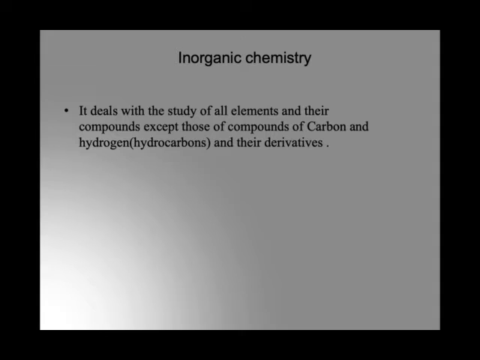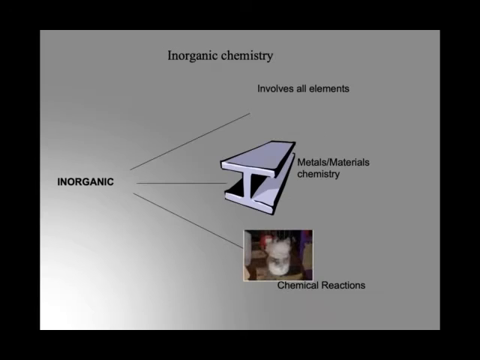Inorganic chemistry deals with the study of all elements and their compounds except those of compounds of carbon and hydrogen, which are also called hydrocarbons, and their derivatives. Inorganic chemistry studies things such as crystal structures, minerals, metals, catalysts, and almost all elements in the periodic table. It involves all elements, metals, or materials chemistry and their chemical reactions.